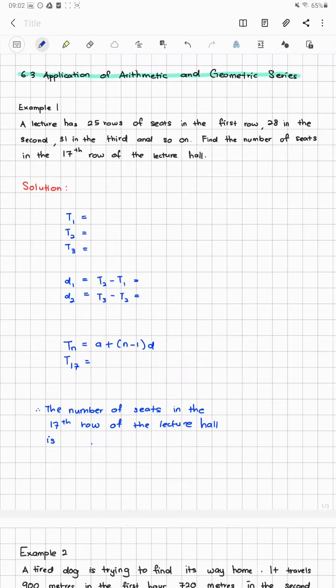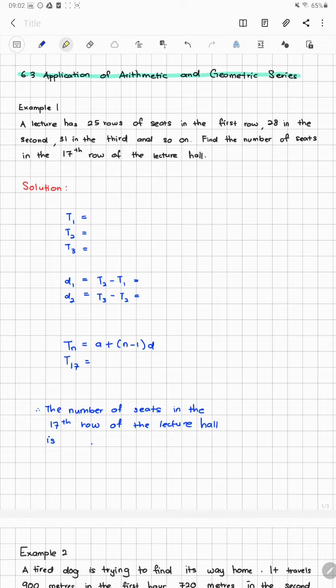Hi everyone, so today we will continue the subtopic 6.3, application of arithmetic and geometric series. Let's go to example number 1. A lecture hall has 25 rows of seats: 25 in the first row, 28 in the second, 31 in the third, and so on. They want us to find the number of seats in the 70th row of the lecture hall.